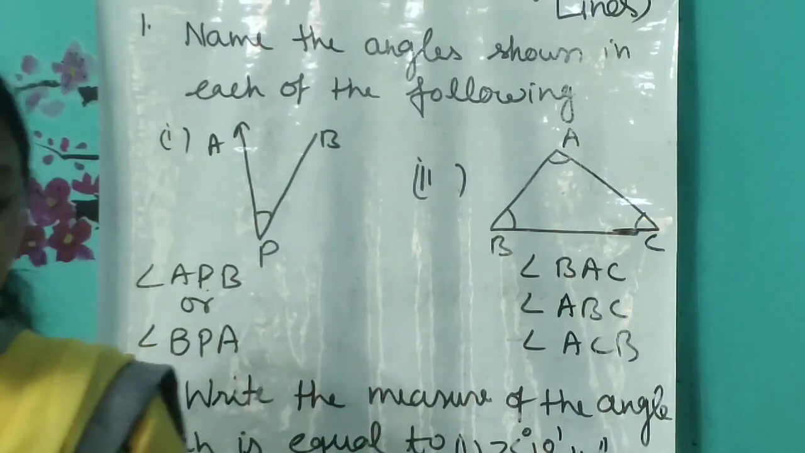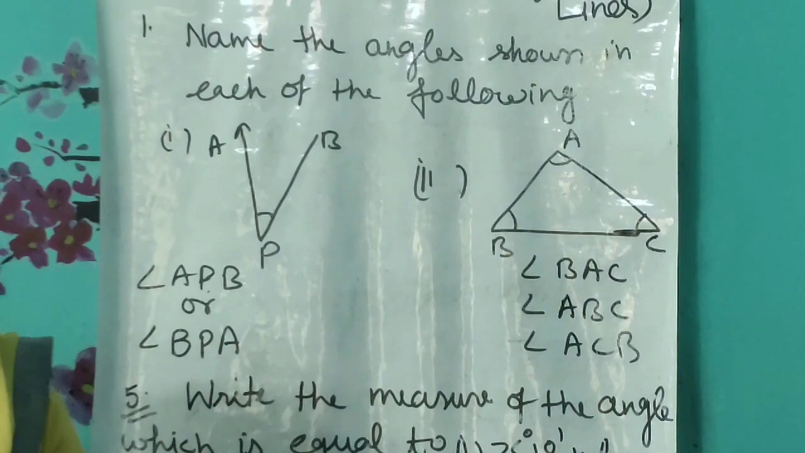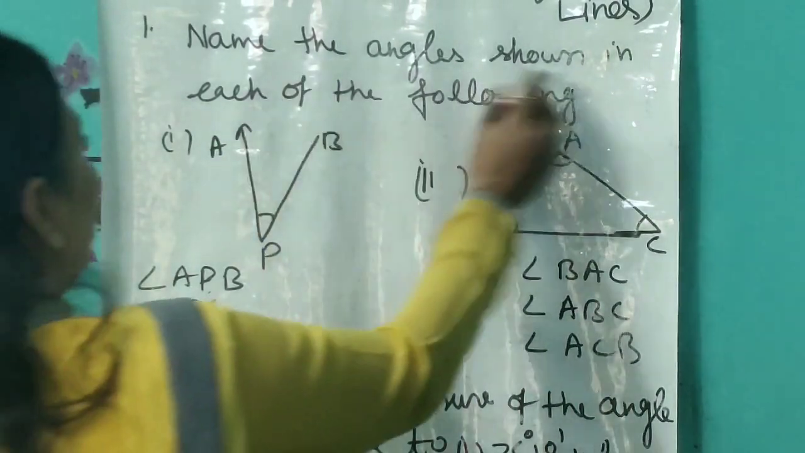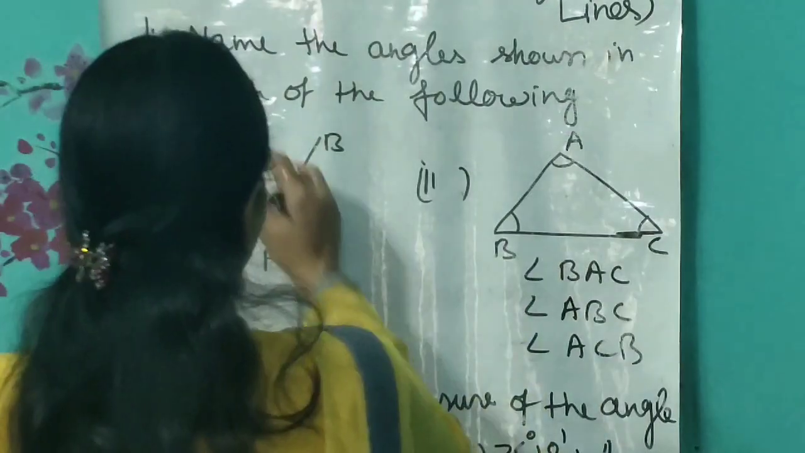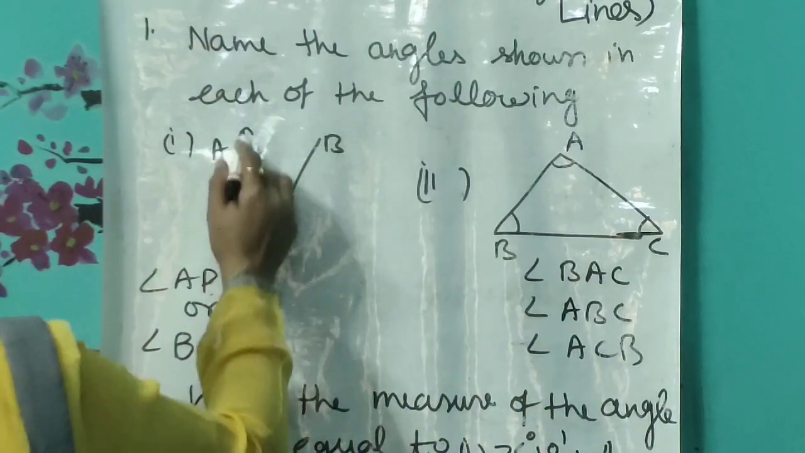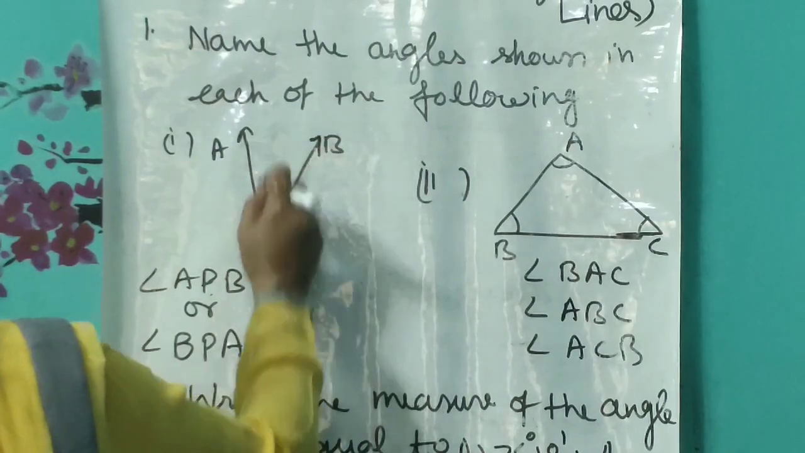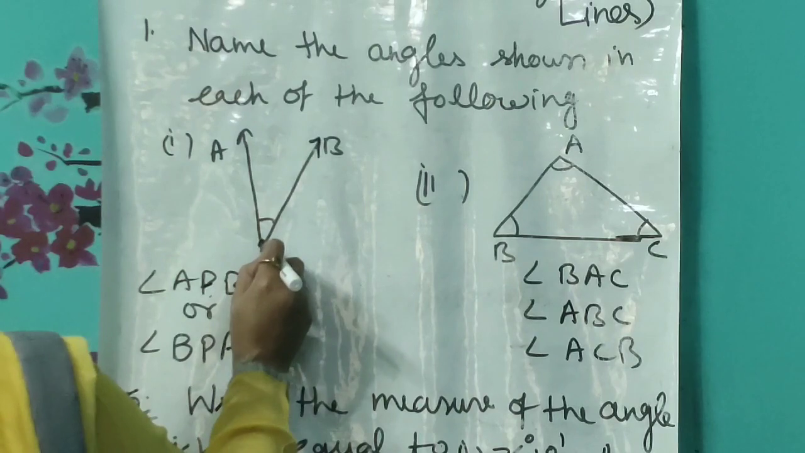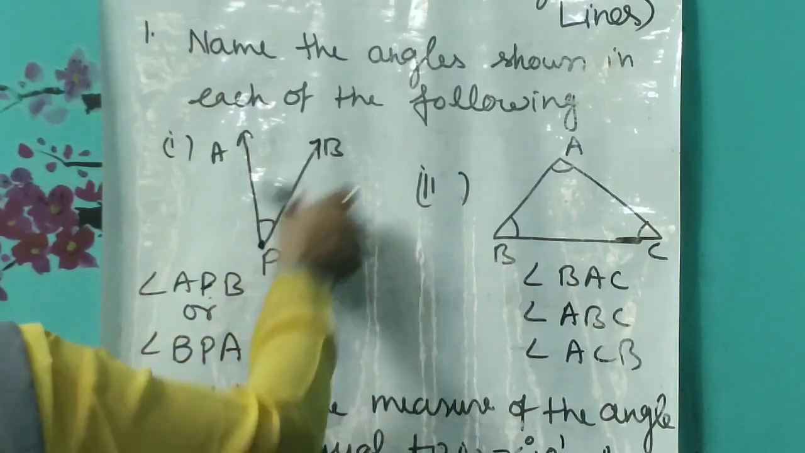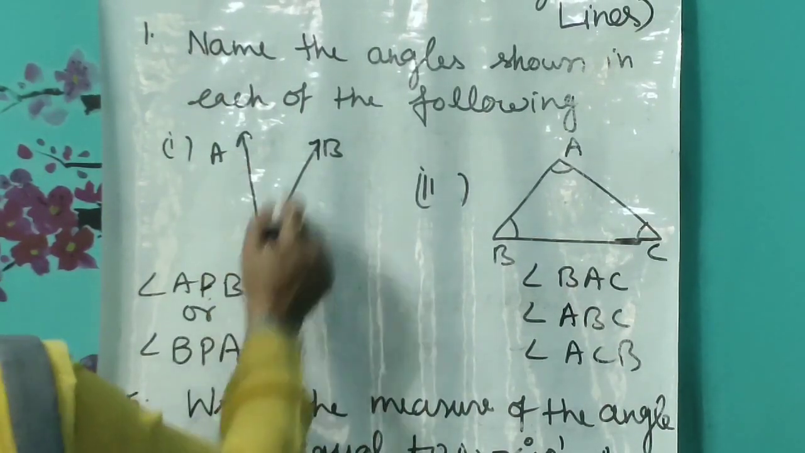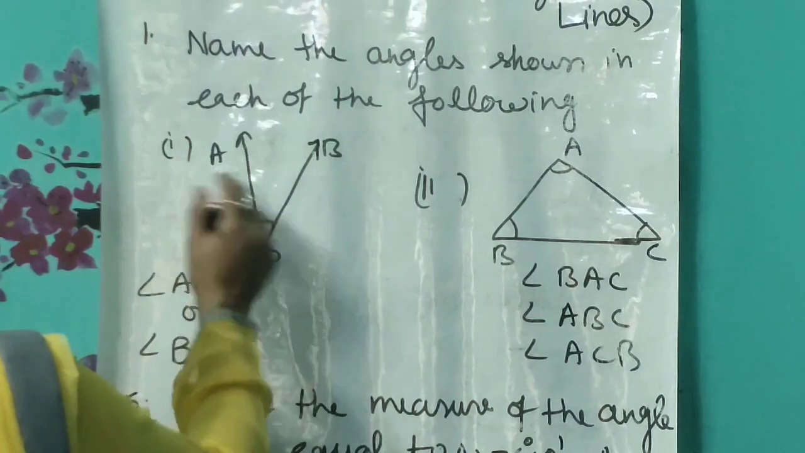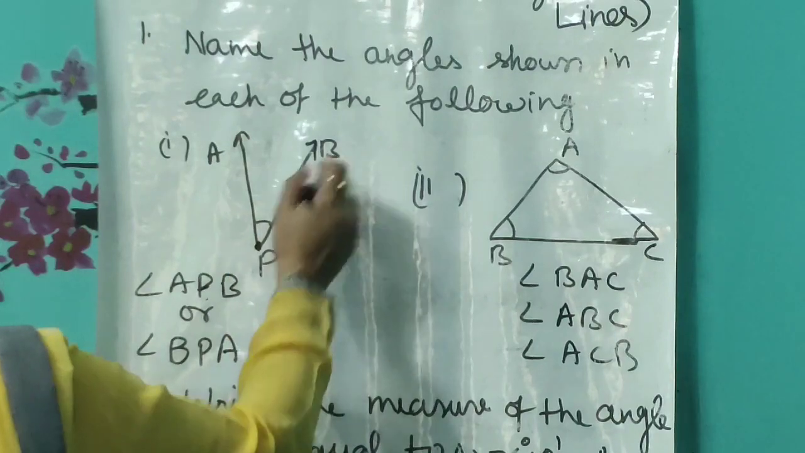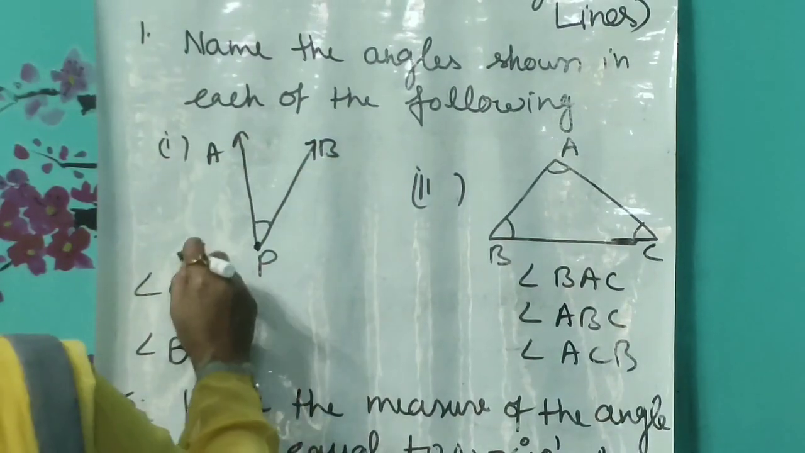The first question here is, name the angle shown in each of the following. Here one angle is drawn. See this diagram, in which you have to name this angle. I told you how to name an angle: the vertex should be in the middle, and you can start from this side or that side. So the name of this angle will be angle APB, or you can write angle BPA. So this is the name of this angle.